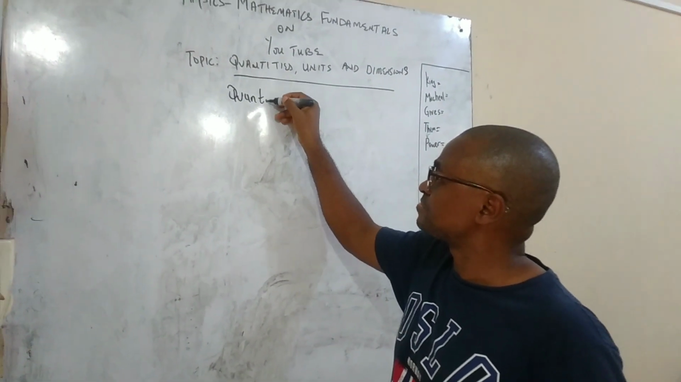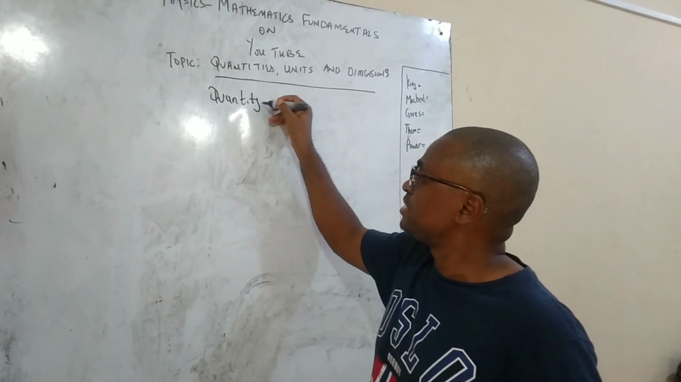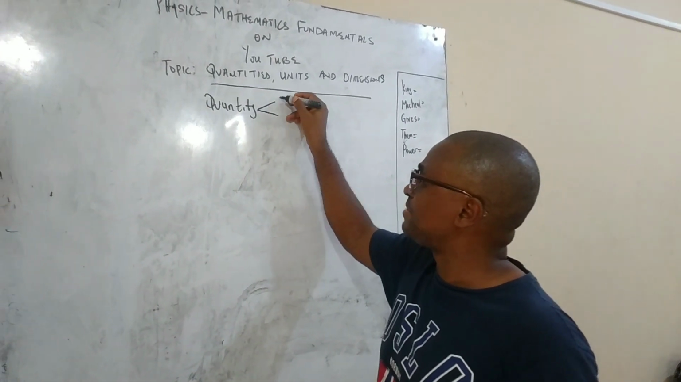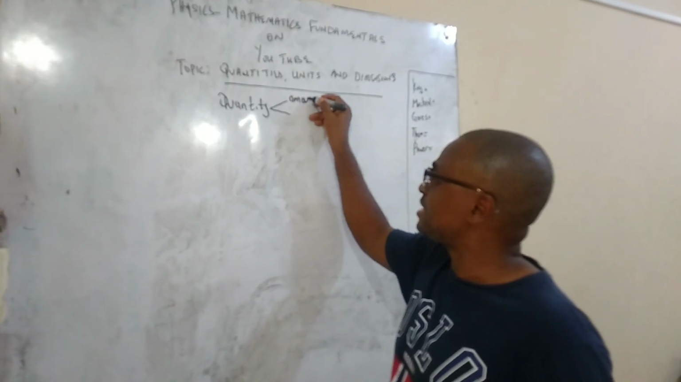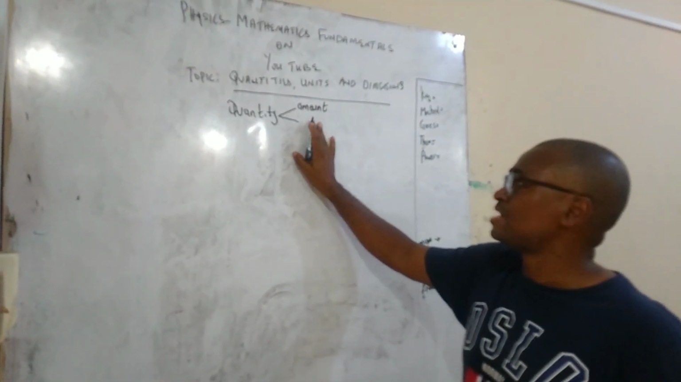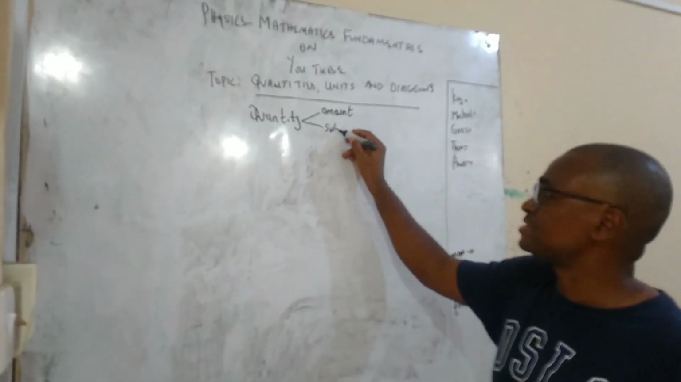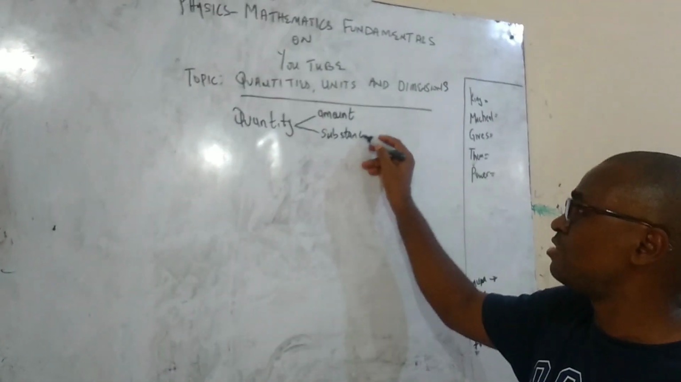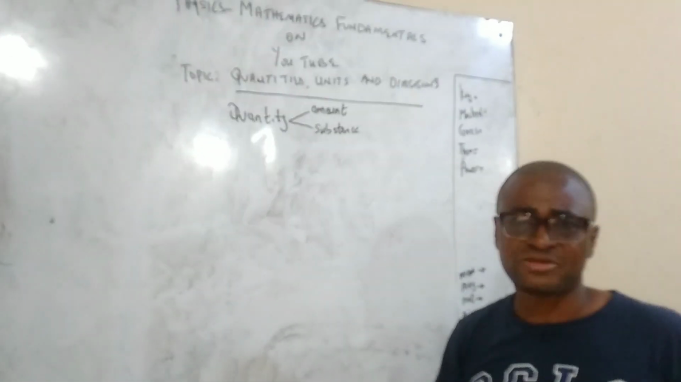Now, in physics, we have what is called quantity. The word quantity simply means amount. Anytime you hear the word quantity, it's talking about amount of substance, how big or how small a substance we are referring to.